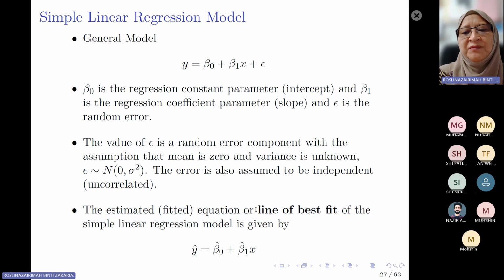Where we call it the line of best fit: y hat equals beta naught hat plus beta 1 hat x. Have you seen the y equals mx plus c equation during your school days? Yes, Doctor. So it is similar. It's just that in this case, they use different notation. Instead of c, they use beta naught hat, and instead of m for the slope, they use beta 1 hat.